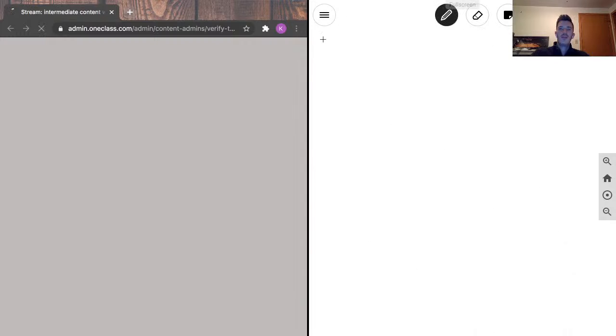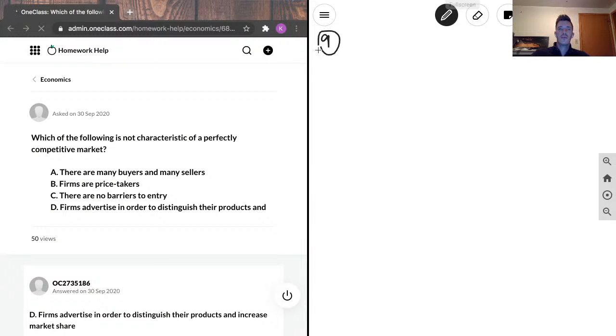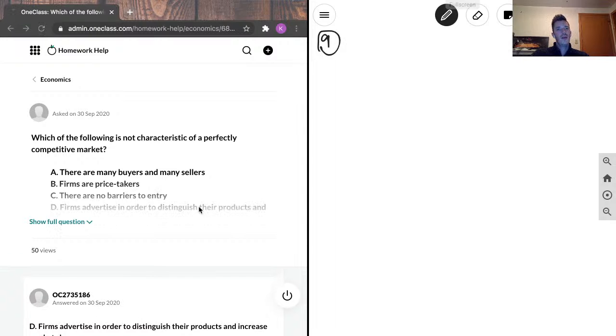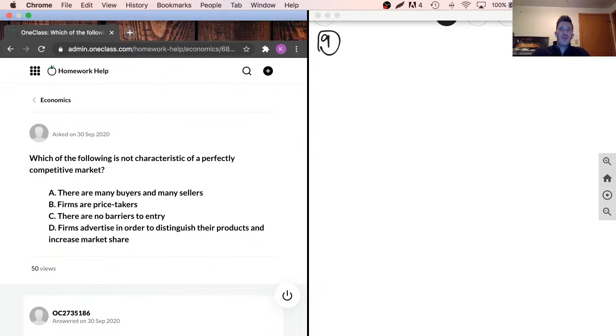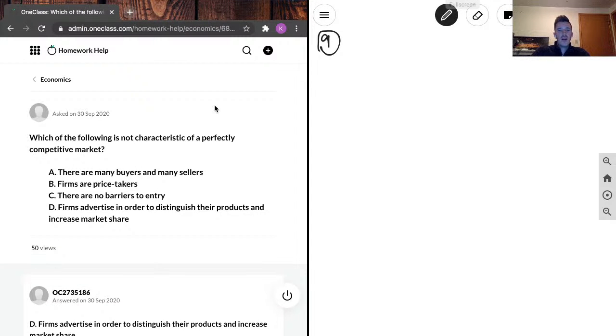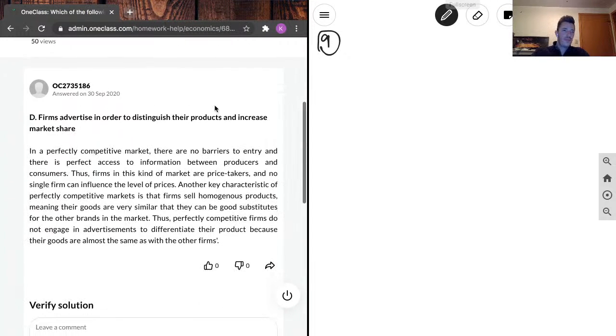Move on now to question 9. Question 9 reads, which of the following is not characteristic of a perfectly competitive market? Potential answers are A, there are many buyers and sellers. B, firms are price takers. C, there are no barriers to entry. Or D, firms advertise in order to distinguish their products and increase market share.